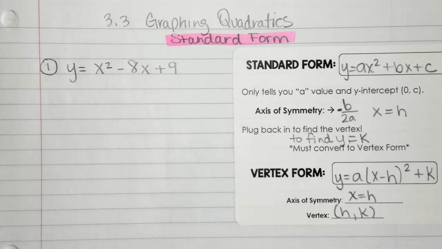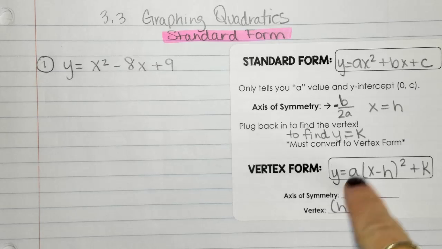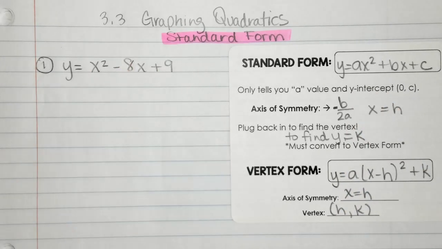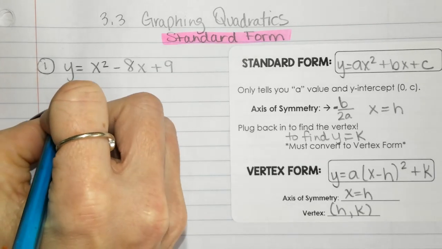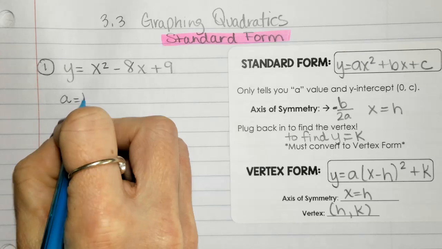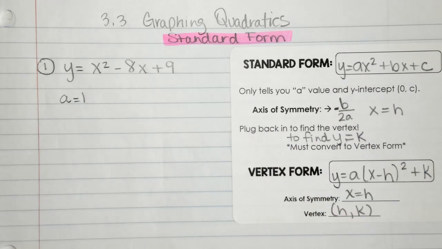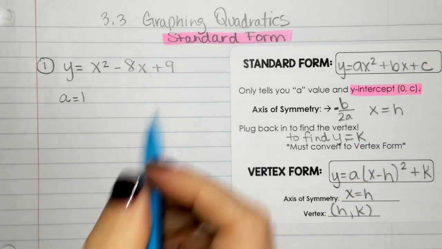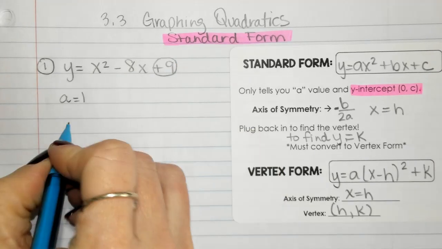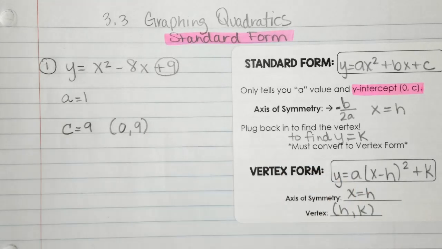So it's not like vertex form. If I have vertex form, I can tell you exactly where the vertex is. I can mess around with A to tell you where to go next. Standard form, if they give it to me like this, I can only tell you two things from looking at that equation. I can tell you the A. So A is 1, because A is still always right in front of that x squared. And the other thing is I can always tell you the y-intercept. So the y-intercept is always the C. So if C equals 9, this parabola will cross the y-axis at (0, 9).